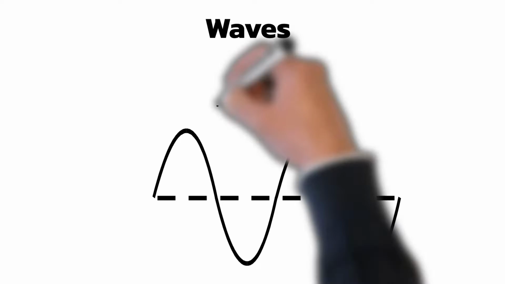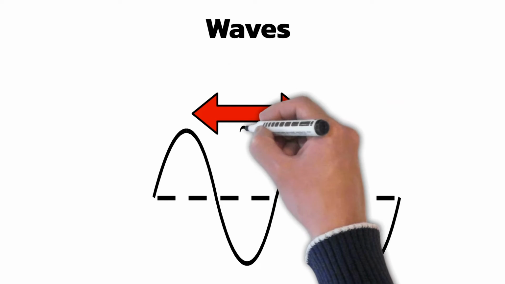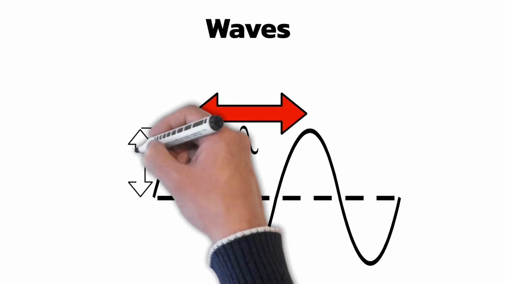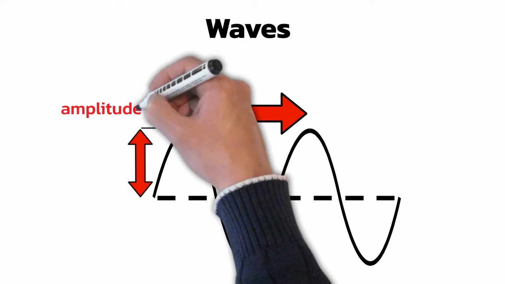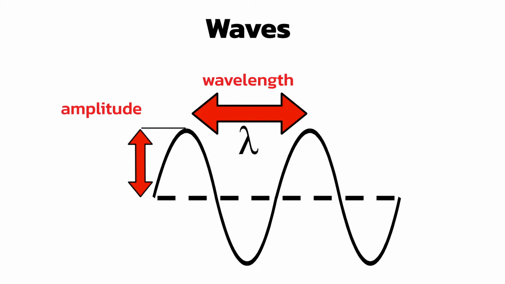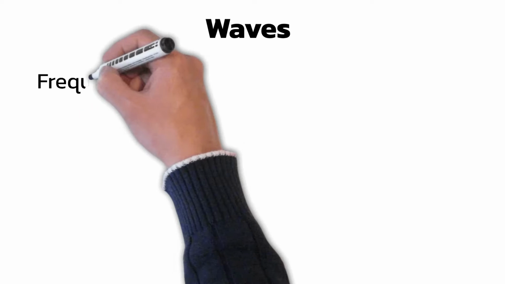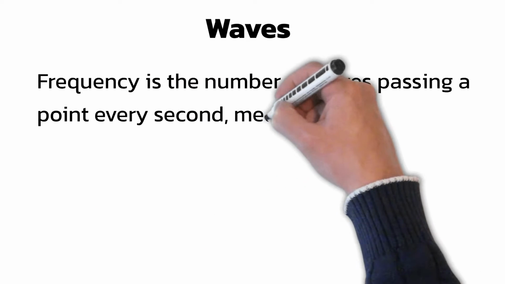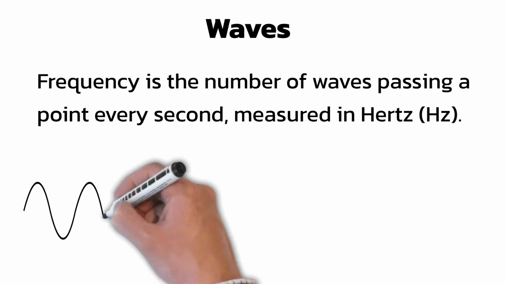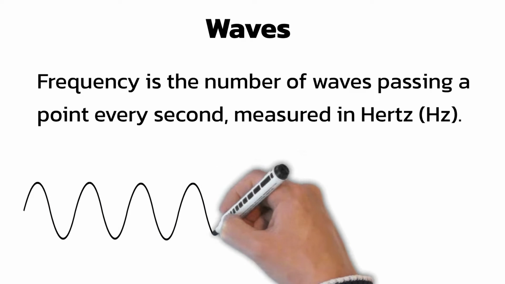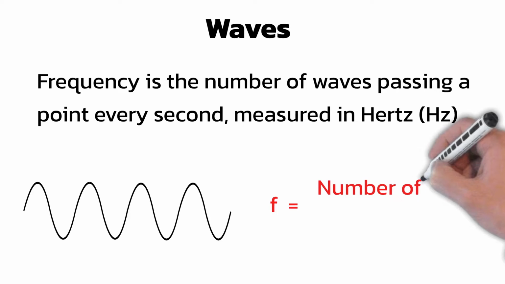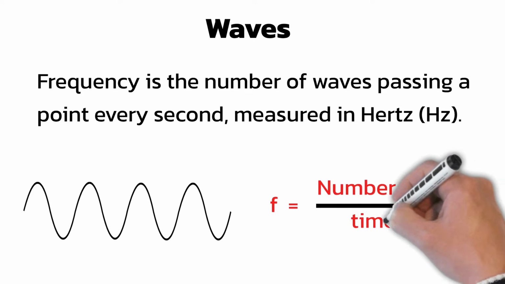From the previous lesson you should be able to label the amplitude and wavelength of a wave. The amplitude is the maximum displacement of the wave from its undisturbed position. And the wavelength is the distance from the peak of one wave to the peak of the next. Frequency is the number of waves passing a point every second, measured in hertz. This is calculated using the formula: frequency equals the number of waves, divided by the time taken.